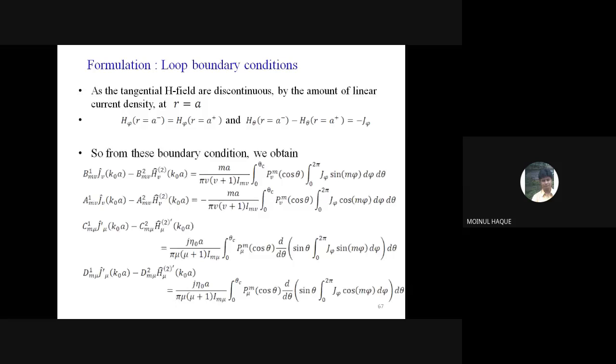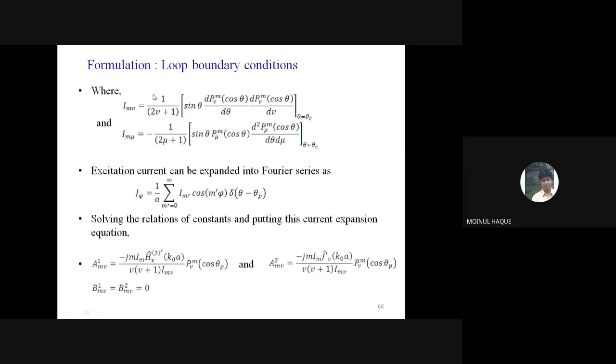So from there, you see we are imposing the excitation current. We have taken J phi as the excitation current, and there is some expression. Now applying those, we get the values of the unknown coefficients A1, A2, B1, B2, and so on. So we have calculated these values. Coming to the next page.